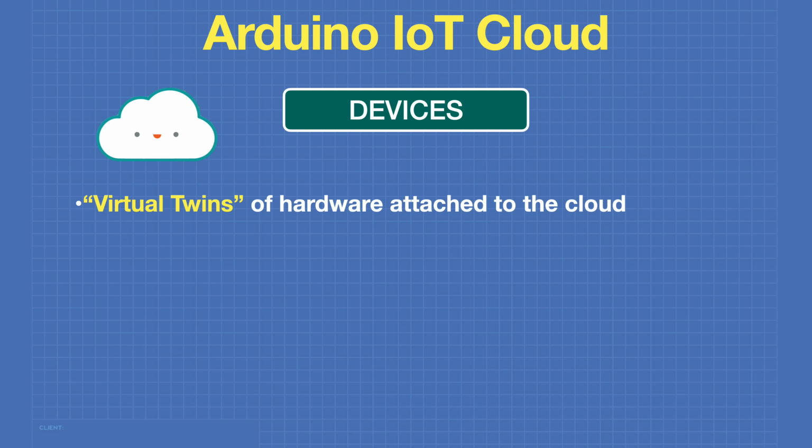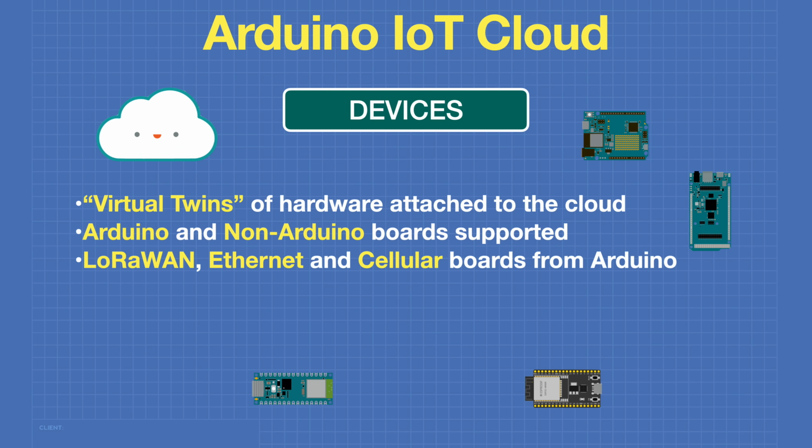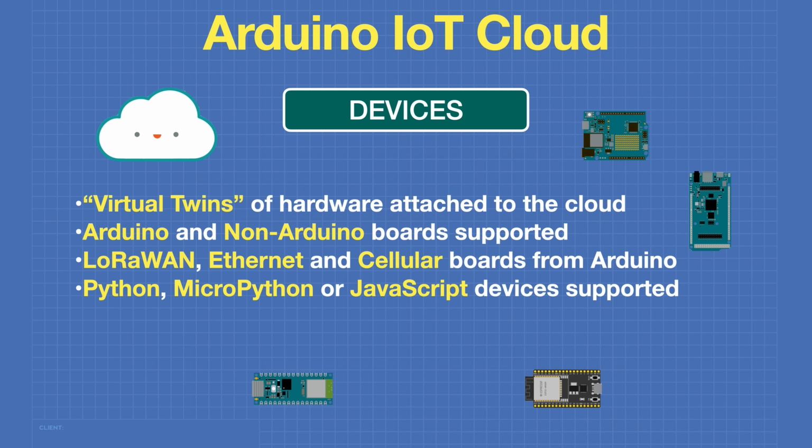Devices are essentially virtual twins of the hardware that you've attached to the IoT Cloud. The platform supports both Arduino and non-Arduino boards. You can also use LoRaWAN, Ethernet, and cellular boards available from Arduino. In addition to working with C++, you can also work with Python, MicroPython, or JavaScript devices.